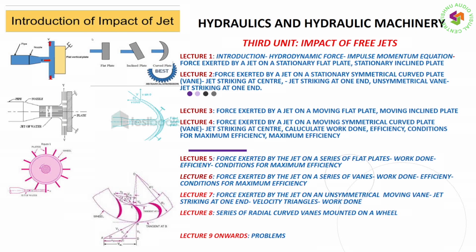In such a case, what is the force? What is the work done? What is the efficiency? What are the conditions for maximum efficiency? How much maximum efficiency can we get if the vane is of semicircular shape? You all just recollect, if it is a semicircular vane, we get 100% efficiency. But that is only theoretical, because there is always friction loss, which reduces that efficiency.